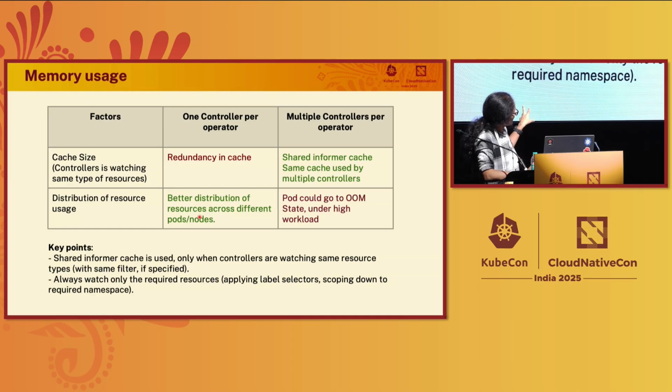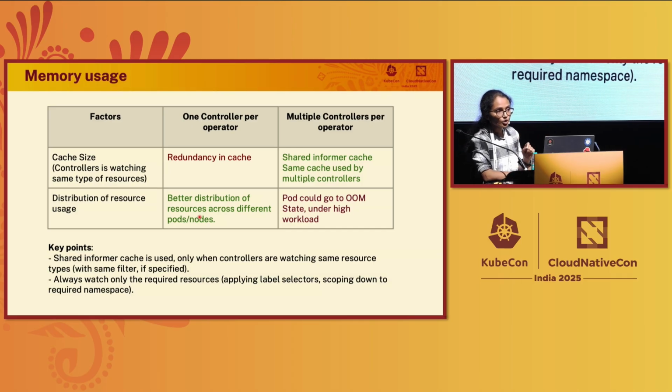So two key points that we need to know here: shared Informer cache comes into the picture only when there are multiple controllers watching the same kind of resource. But if they're watching different kinds of resources, it doesn't really matter. They are using different caches, okay? And always watch, whether it's a single controller or multiple controllers per pod, only the required resources.